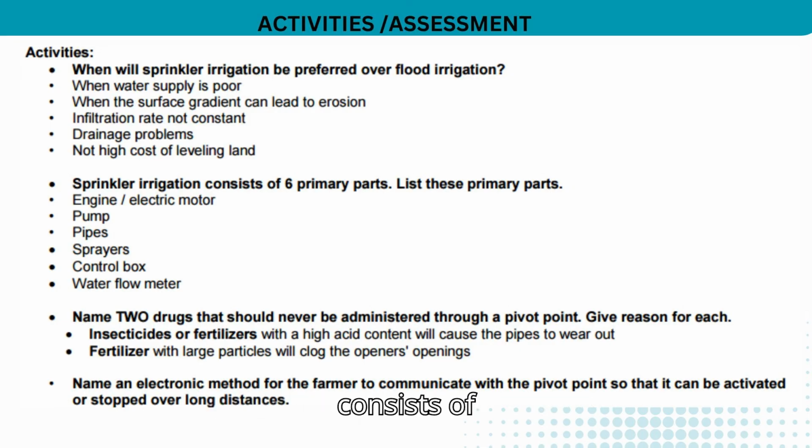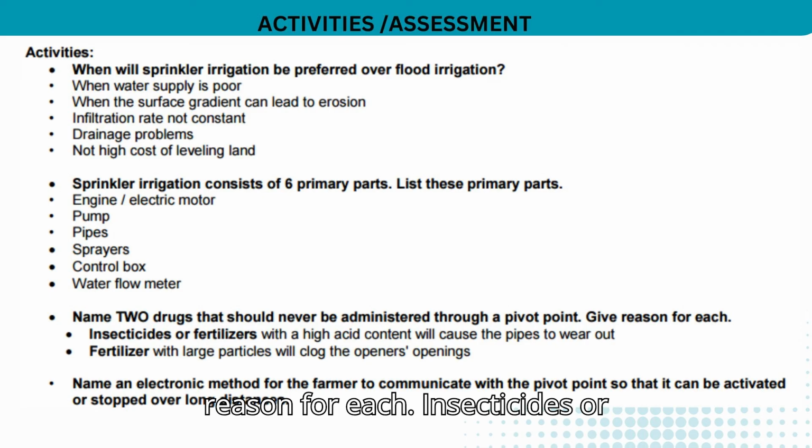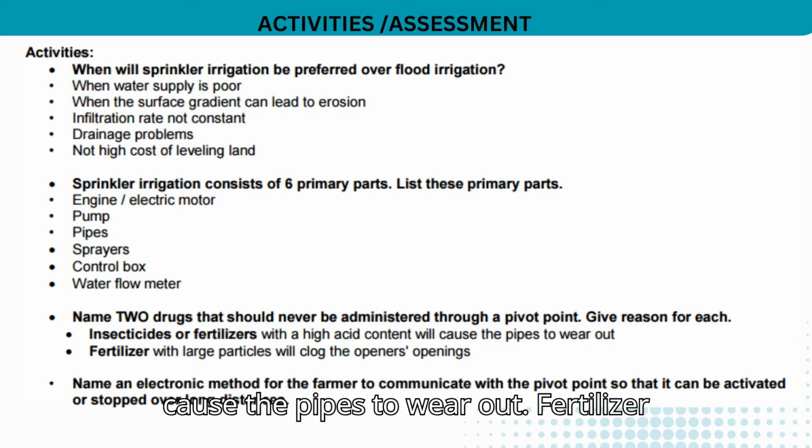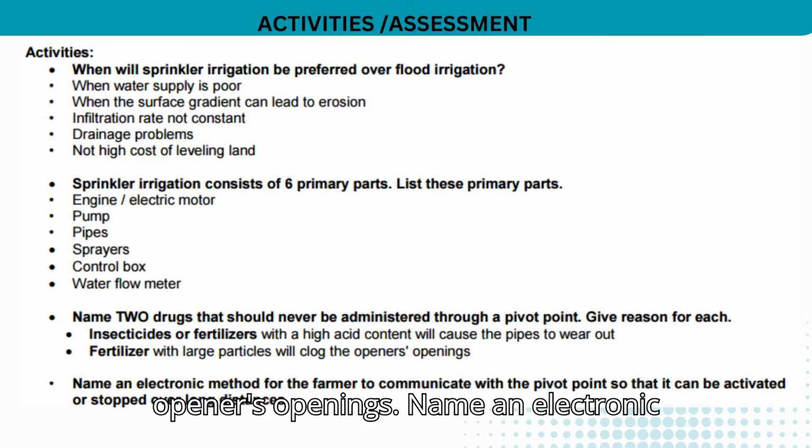Sprinkler irrigation consists of 6 primary parts. List these primary parts. Engine/electric motor. Pump. Pipes. Sprayers. Control box. Water flow meter. Name 2 chemicals that should never be administered through a pivot point. Give reason for each. Insecticides or fertilizers with a high acid content will cause the pipes to wear out. Fertilizer with large particles will clog the sprayer openings.